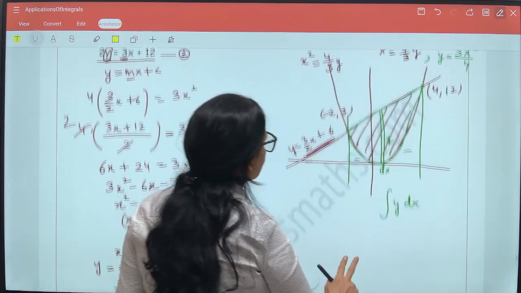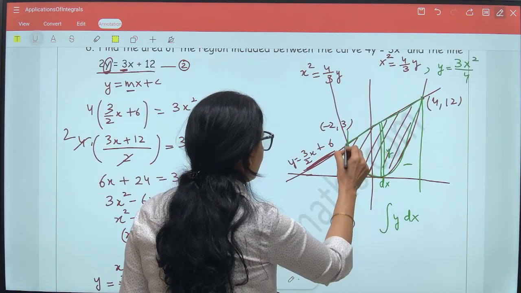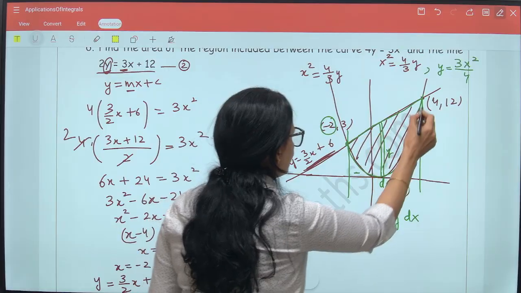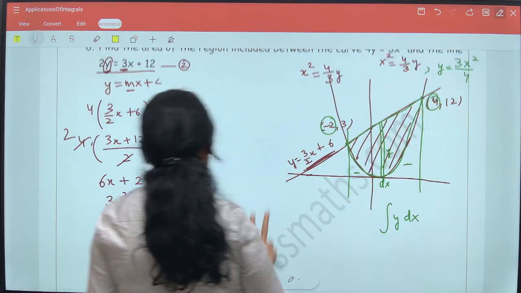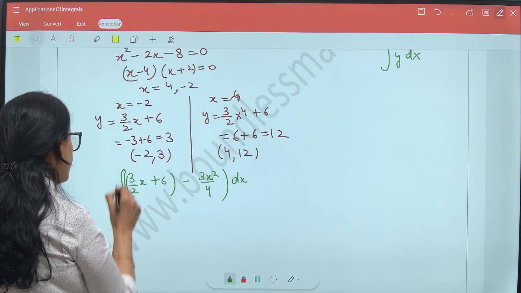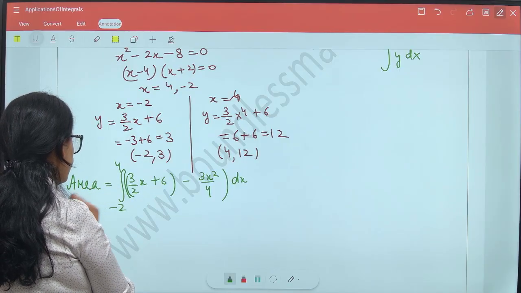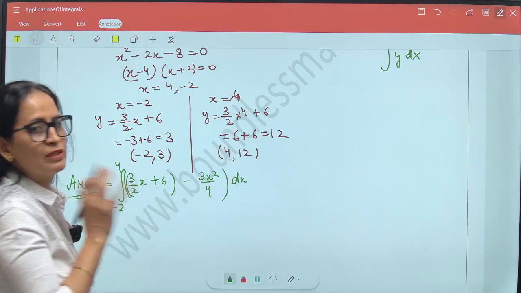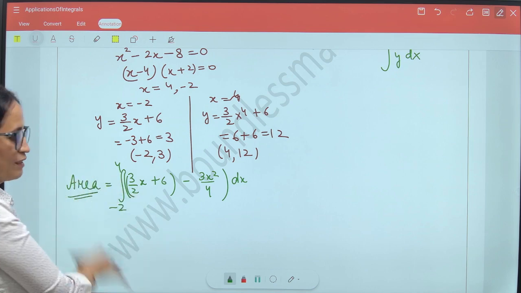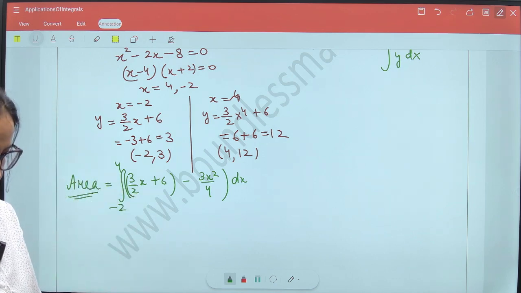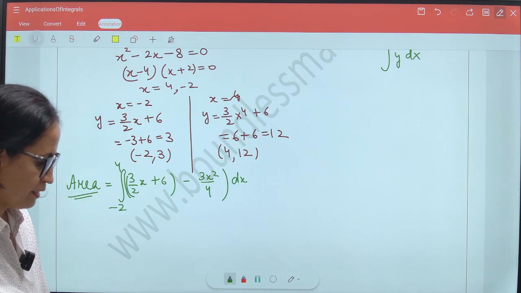And what are the limits? What is the value of x here? Minus 2, and what is the value of x here? 4. So the limits are minus 2 to 4. So this is the required area. So be careful when you are writing the expression that needs to be integrated to find the required area. So let's integrate this expression.